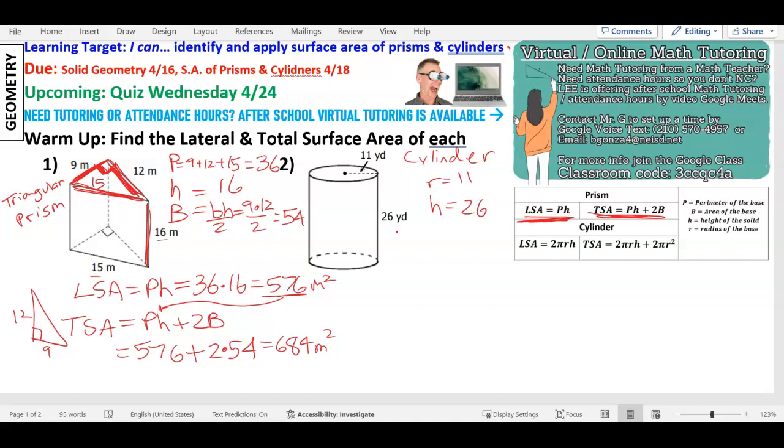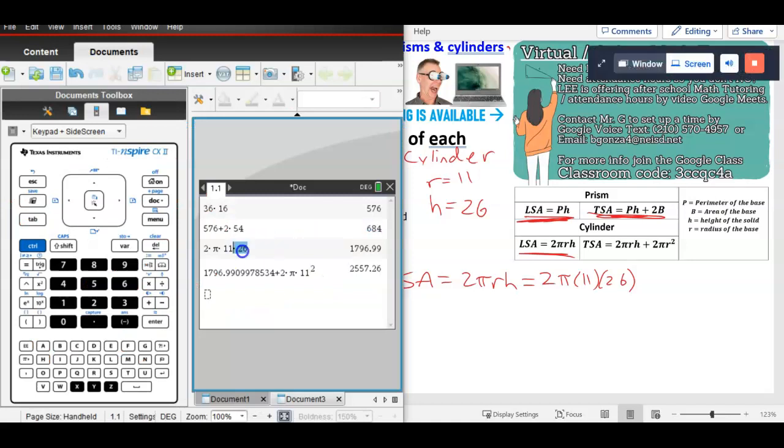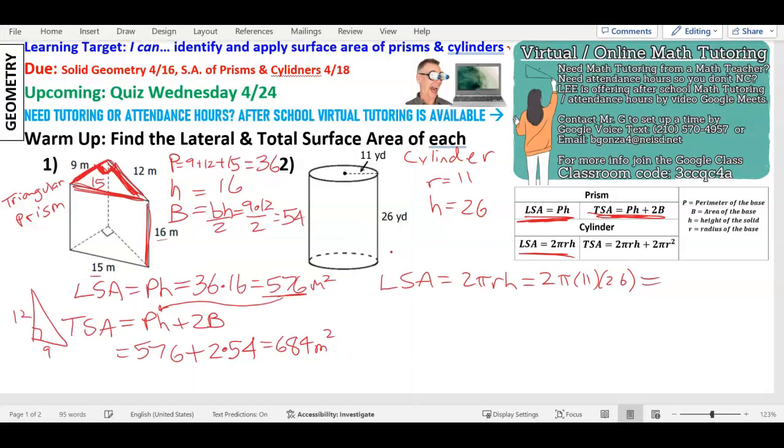So let's just plug it into these formulas down here for cylinder. So here we go. Lateral surface area, LSA, of a cylinder is 2 pi r h. I'm going to do 2 times pi times 11 times 26. I did that earlier, and I got 1,796.99, which rounds to 1,797. And my units of measure are yards squared, because surface area is squared, two-dimensional.